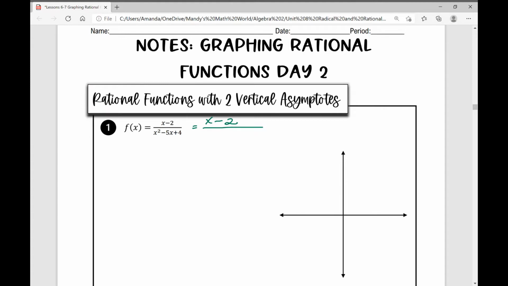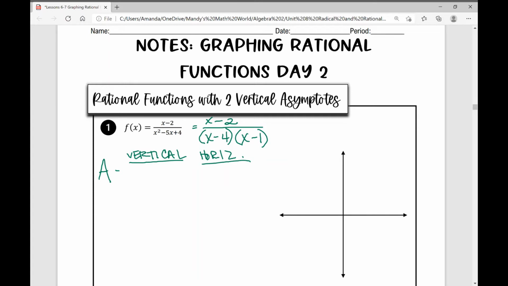Then x squared minus 5x plus 4 is a quadratic trinomial, so two numbers that multiply to 4 and add to -5 are -4 and -1. So this factors to x minus 4 times x minus 1. We're going to use our acronym AIM to graph this rational function, and the A stands for the asymptotes. First we're going to look for our vertical asymptote, then the horizontal asymptote.